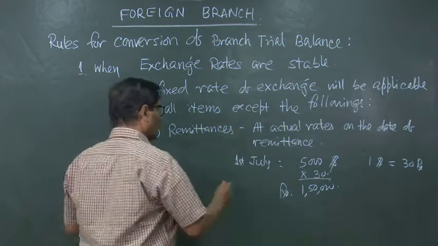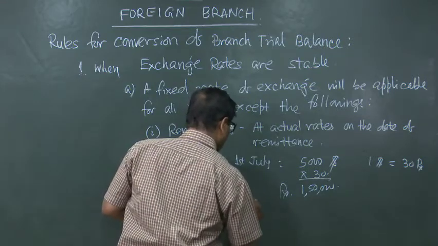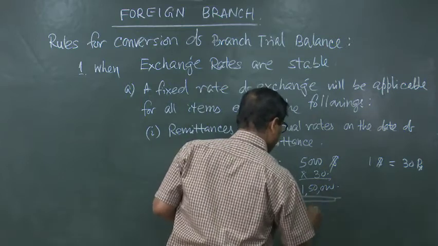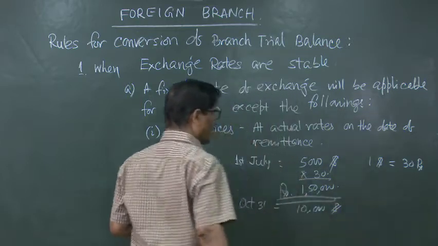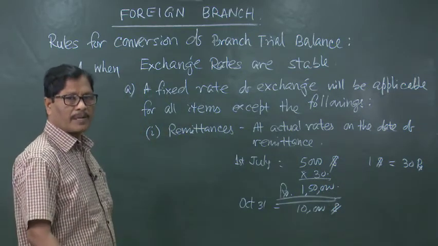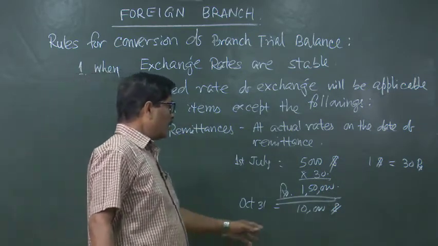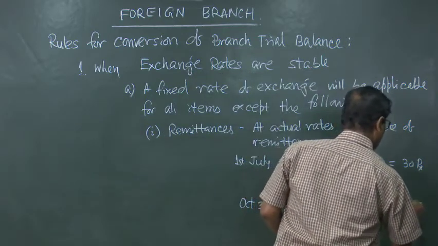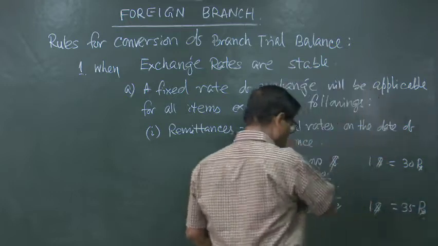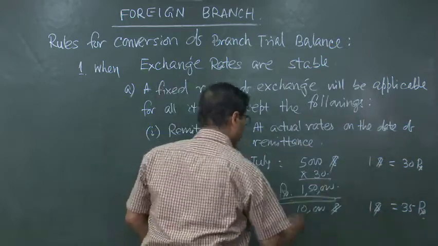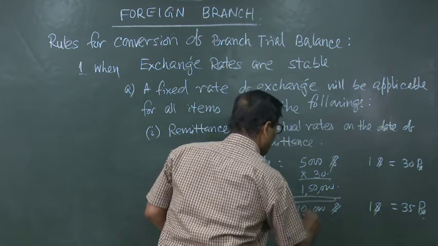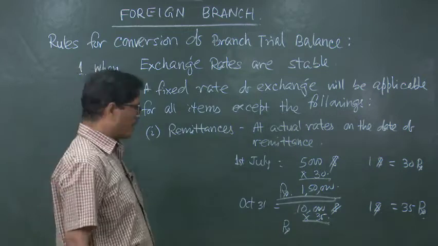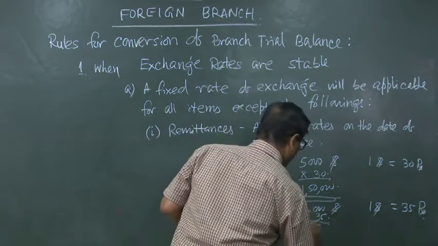But again, on suppose October 31st, some $5,000 or say $10,000 has been remitted by the branch to the head office. Now, on that date suppose $1 was 35 rupees. So, it will be rupees 10,000 into 35, because on that date it was 35 rupees per dollar. So, it will be 3,50,000.